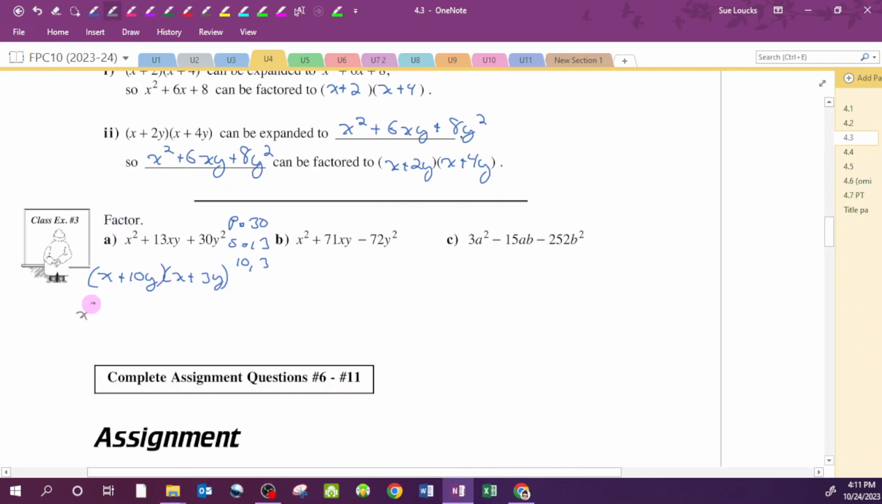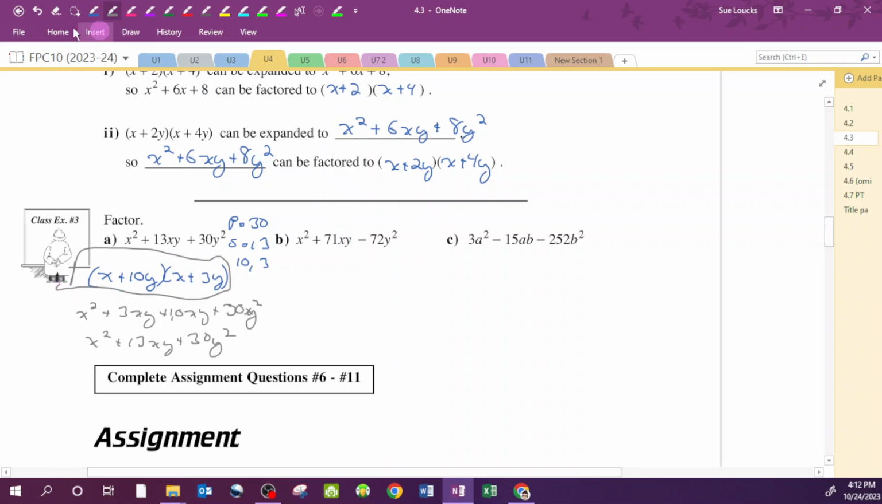Okay, so this is x times x is x squared plus 3xy plus 10xy plus 30y squared. So that's x squared plus 13xy plus 30y squared. Yay! So this is our answer.